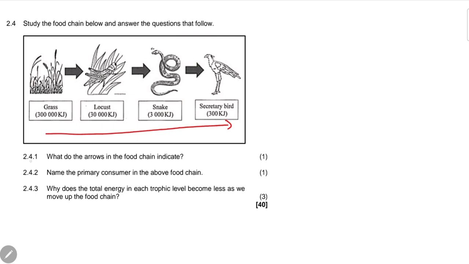All right. 2.4.1. What do the arrows in the food chain indicate? So the arrows, in the food chain, what do they indicate? These arrows actually indicate the direction of the flow. So flow of what? Of energy. So the direction of the flow of energy.